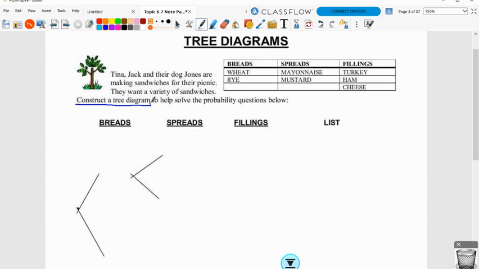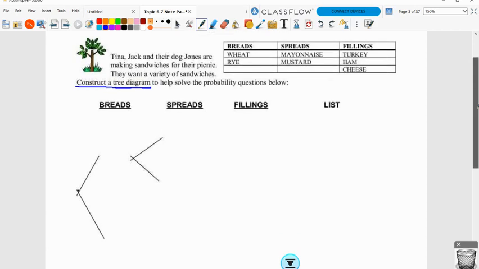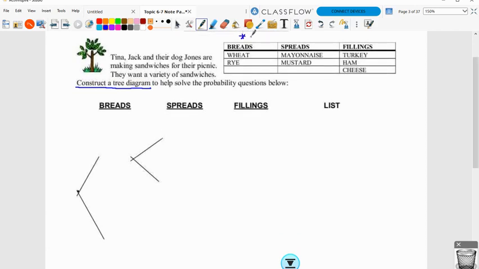So what we're going to do is create a tree diagram. And what we're going to do first is make our choice of breads. Notice in the bread column right here that there are two different kinds of breads, wheat and rye. The way that you make your tree diagram is that you make a number of branches based off of the number of choices you have for each part of the event. Again, our event is making sandwiches. The first thing that we're going to choose is the type of bread. Since there are two breads, notice our tree diagram here starts with two different branches.